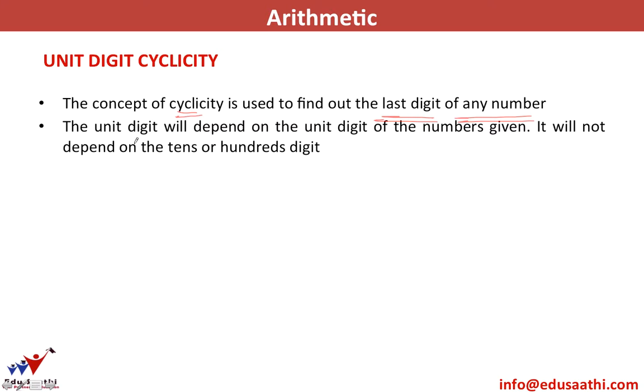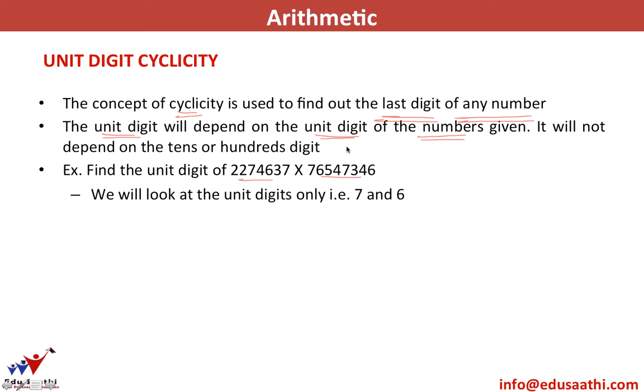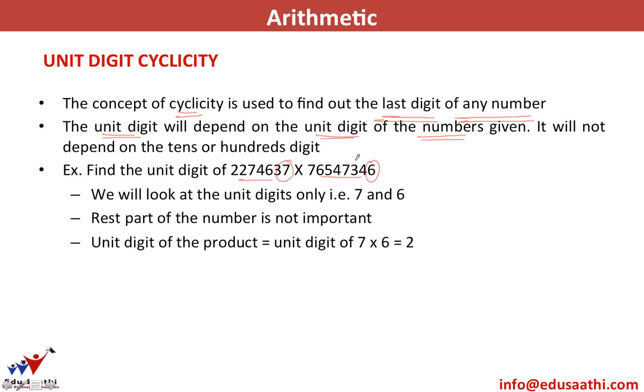An important thing to note is that the unit digit depends only upon the unit digits of the numbers given. So if I'm finding the unit digit, I will not concentrate on the tens digit or the hundreds digit. I'll only concentrate on the unit digit of the numbers given. For example, to find the unit digit of this number, I'm not at all concerned about the tens place or the hundreds place digit. I'm only concerned about the units place, which are 7 and 6. So I will only look at the units place and multiply them: 7 into 6, 42. I'll get my answer as 2. The last digit of this product will be 2.